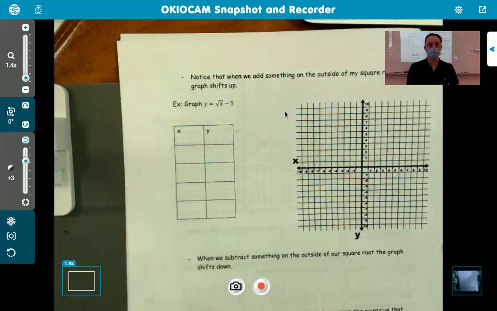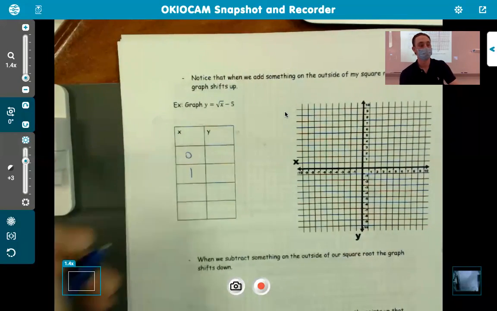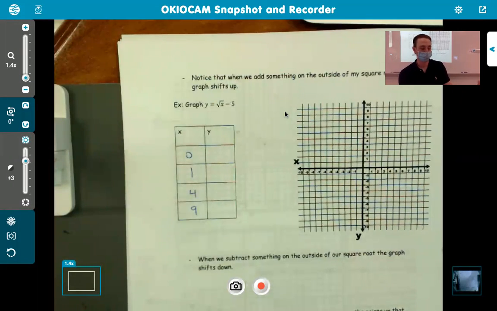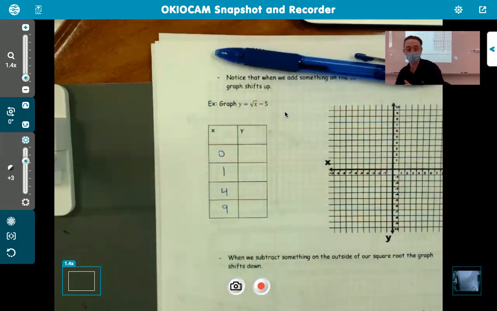Let's take a look at this example then. What value should I plug in for x? Does it matter? No. Well, what values do I want to plug in? 0, 1, 4, and 9, right? Because I'm using those perfect squares. Okay. There's nothing going on inside my square root. So I just want to pick values that will give me a perfect square.